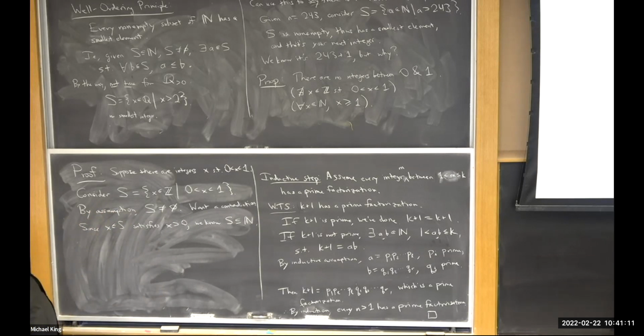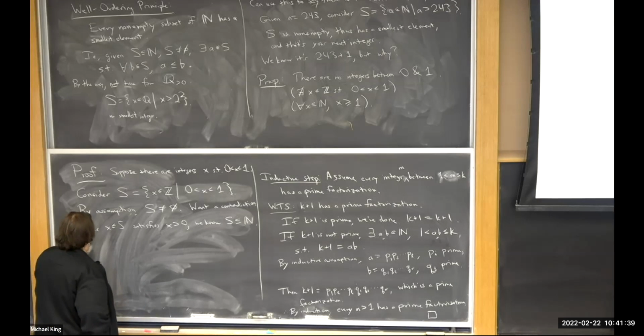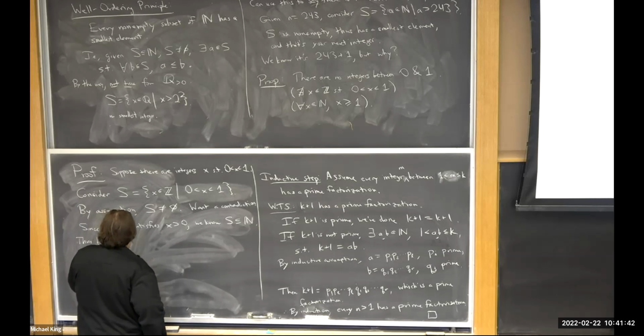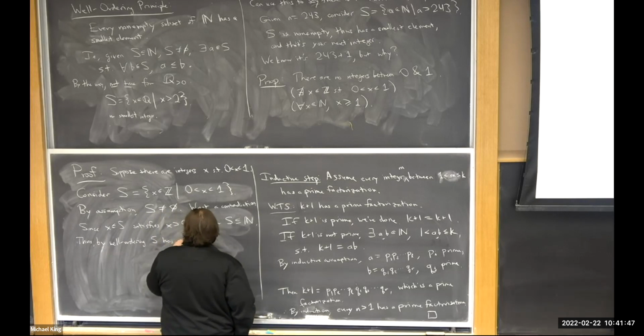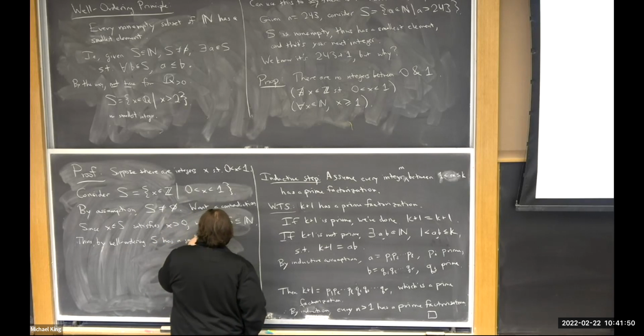Maybe I should have said this earlier, but we couldn't say every non-empty subset of the integers has a smallest element, because you can have arbitrarily large negative numbers. So it's really the fact that we have this bound on the left of 0 that means we get a smallest element. Okay, so we have a non-empty subset of the natural numbers. Thus, by well ordering, S has a smallest element. Let's just call it A.